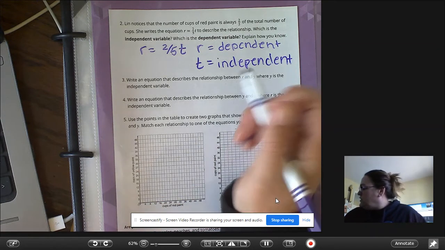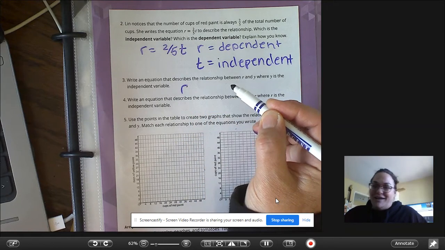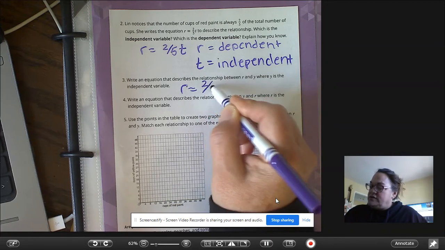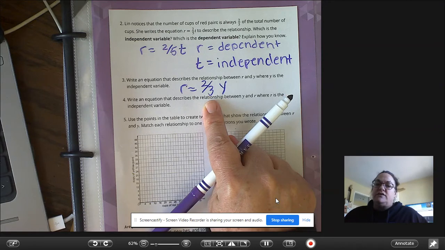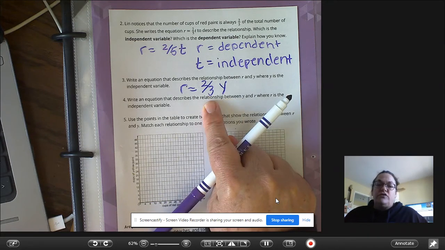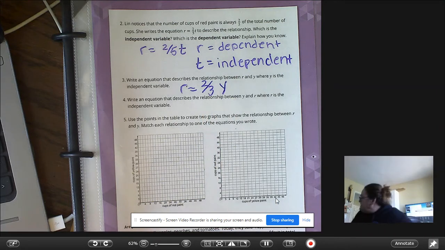So R, that's Lucky barking, R is equal to 2/3 of Y. Remember, we were multiplying by 1.5? So this is the second column. So we're multiplying 2/3 by whatever Y is. I'm going to shut the door.